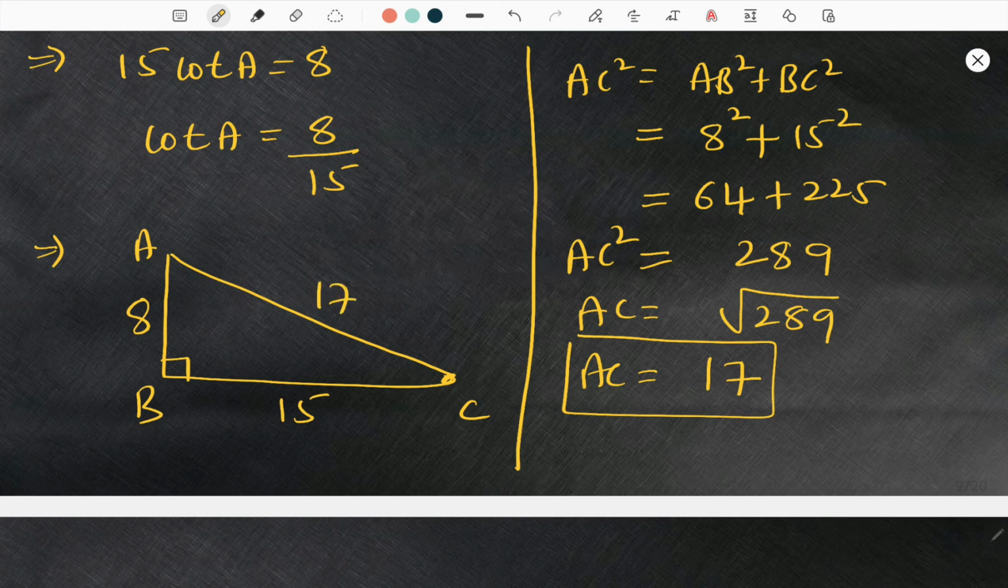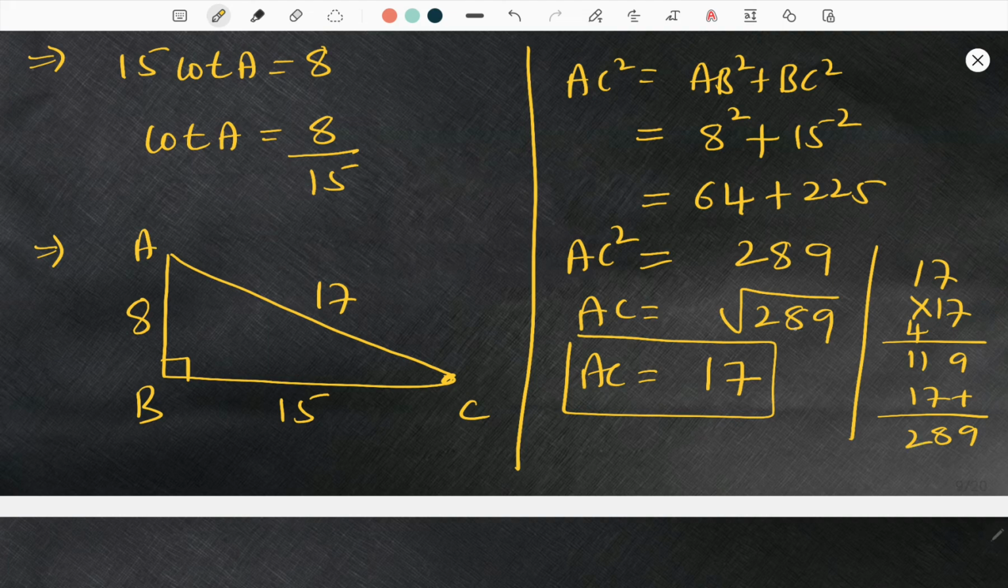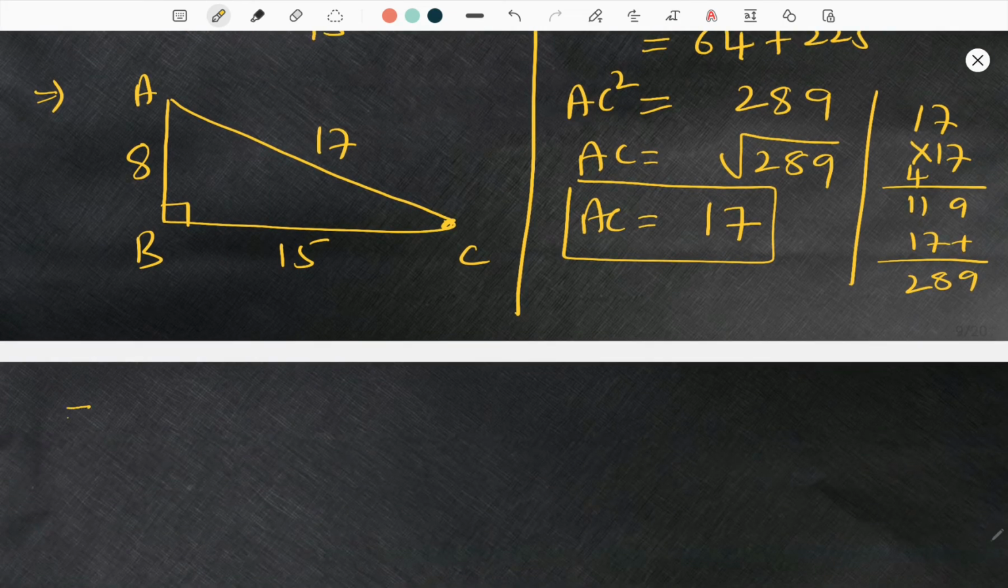Alright, because under root 289 means that is 17, no? 17 square is 289, you know this or not? So let us confirm. 17 into 17: 7 sevens are 49, 7 ones are 7, 11, plus then 17. Look at this, here it is 289. So the square root of 289 is 17. So we got this as 17, which means now we can easily find sine A, right?